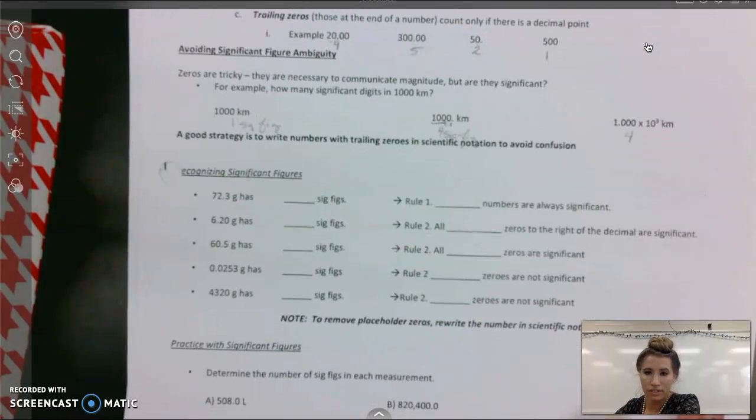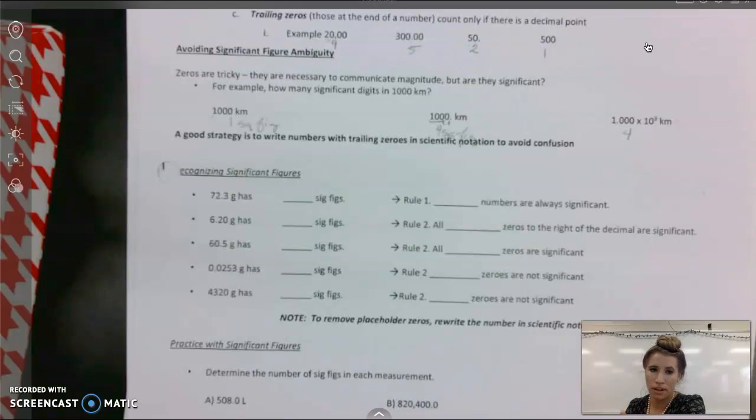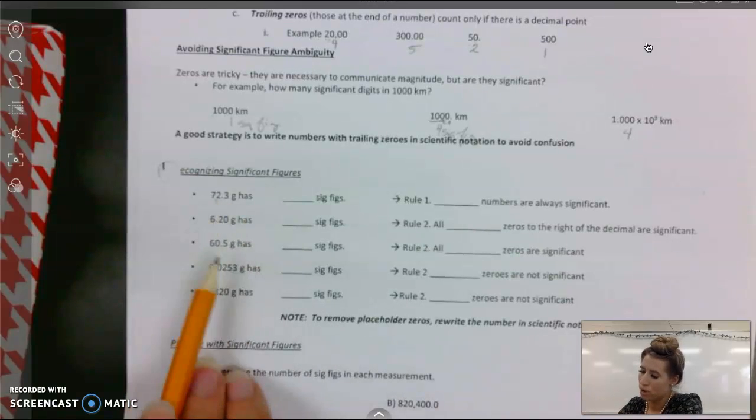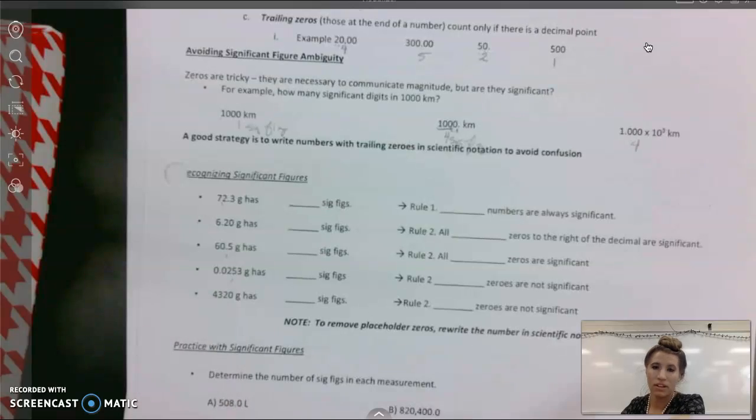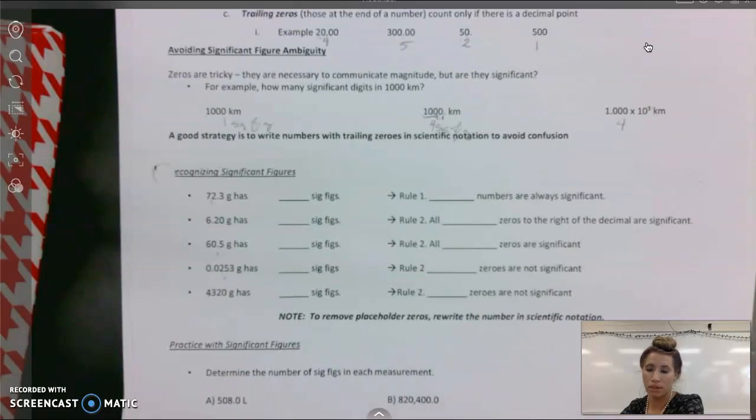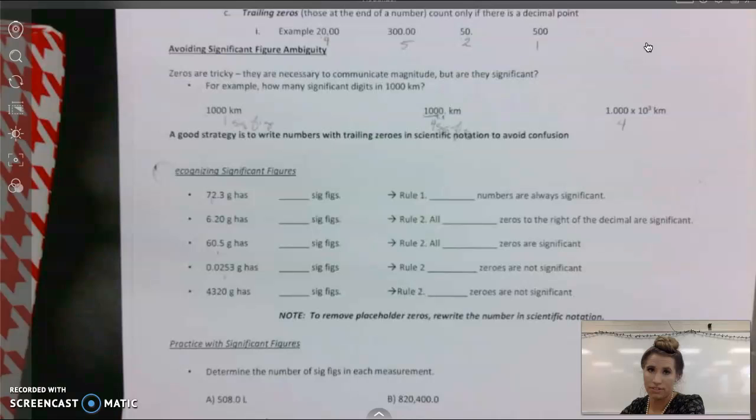All right. Hit pause. Run through these on your own. And then come back and play it through and see how you've done. All right?